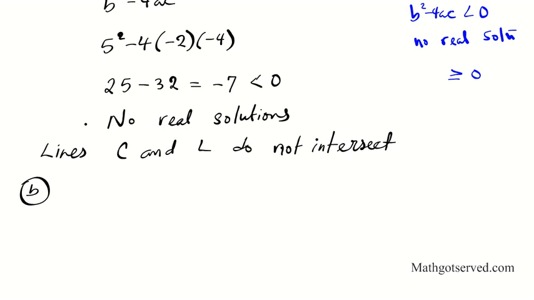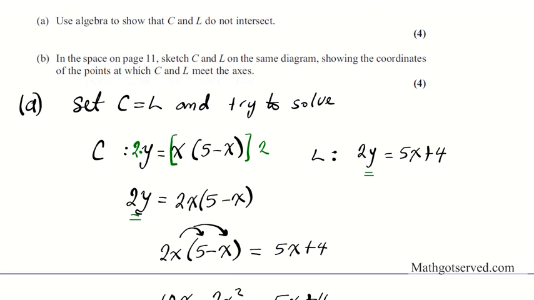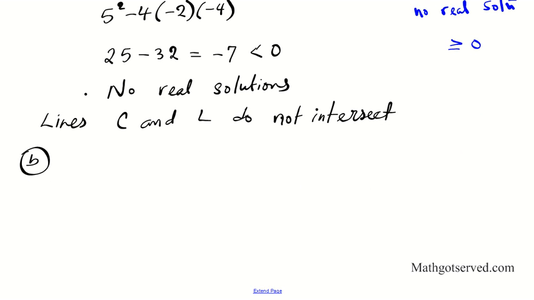In the B part, we're asked to sketch the graph of C and L, showing the coordinates of points at which C and L meet the axes. So we have to show the coordinates where each graph meets each axis. Let's go ahead and do that.